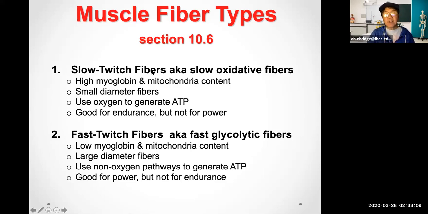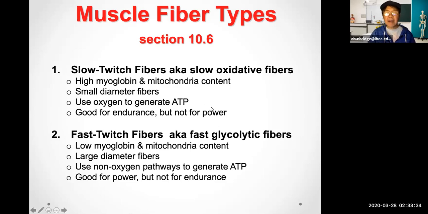Another thing that slow twitch fibers have a lot of is mitochondria. And this makes sense because if it's going to contract for a long period of time very steadily, it needs a good supply of oxygen, right? Which is where the myoglobin comes in, delivering oxygen. And it also needs a good supply of mitochondria generating ATP.